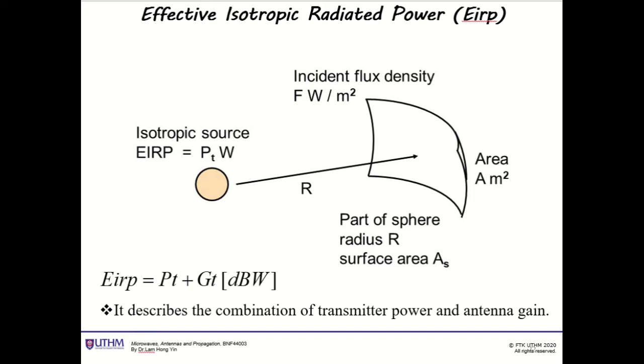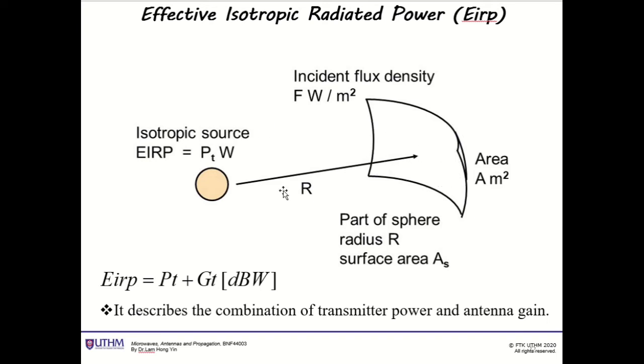What is EIRP, effective isotropic radiated power? EIRP is usually used to measure the power transmitted from a communication device. In ITU-R or in MCMC we have a standard where communication devices cannot exceed a few hundred milliwatts of EIRP. So what is EIRP? EIRP is basically the signal strength times the effective area.